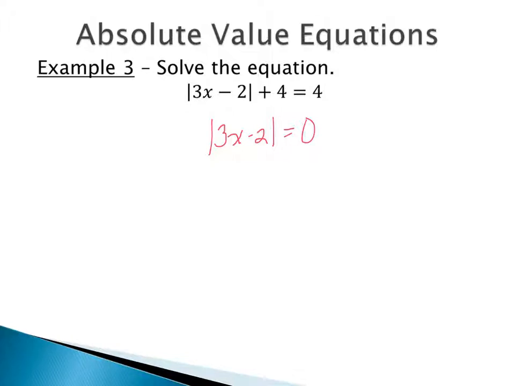There's only one solution, because even if I were to set up two equations, I would have 3x minus 2 equals 0, and then 3x minus 2 equals negative 0. Well, negative 0 is just 0. So you can save yourself some time and just understand that when the absolute value equals 0, we're only going to get one solution. So we just have 3x minus 2 equals 0, so 3x equals 2, and x is equal to 2/3. The only time we get one solution is if the absolute value equation equals 0.